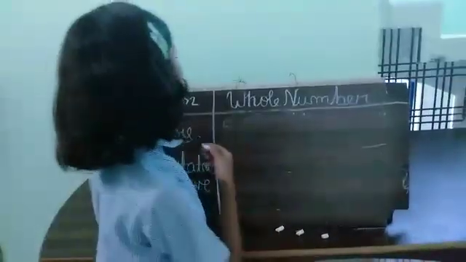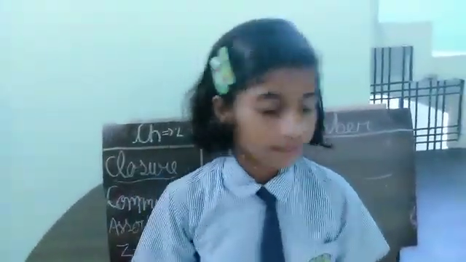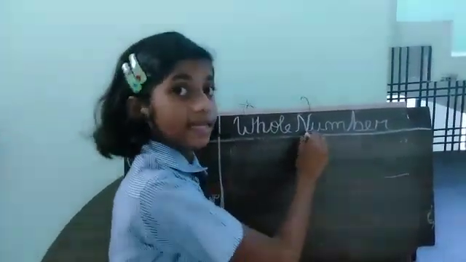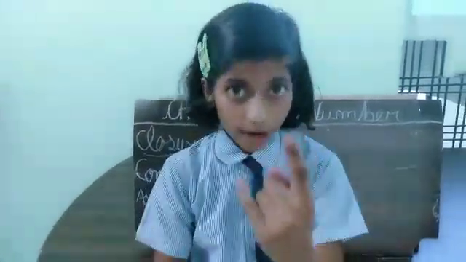Today we will learn about our second chapter in maths, whole numbers. In our previous chapter, we learned something about natural numbers and whole numbers. In our second chapter, we learn about whole and natural numbers, very important things. First, what is a natural number? The number which is counted from 1 and started with 1 is called a natural number.